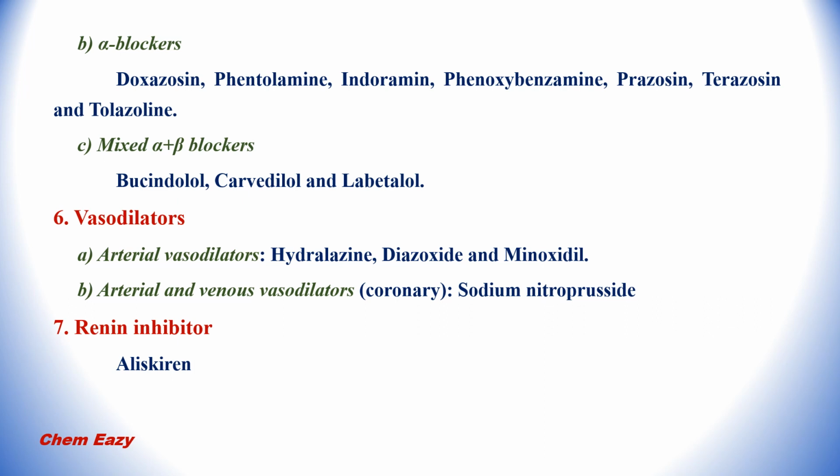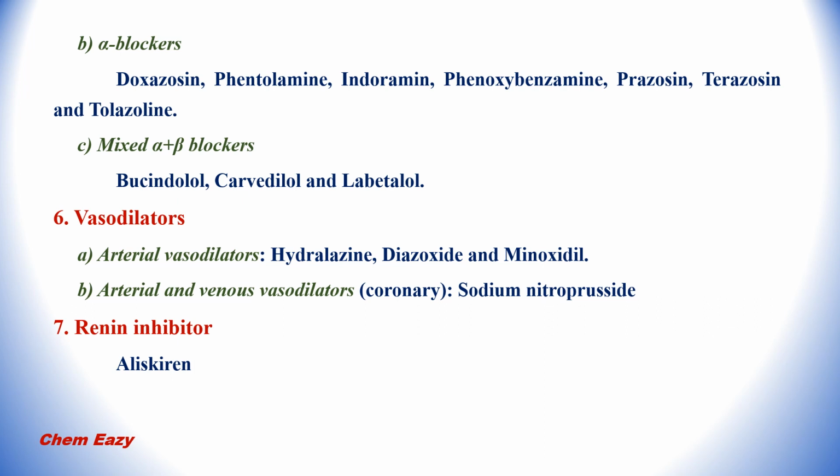Under adrenergic receptor antagonists, the second class is alpha blockers. Drugs under alpha blockers are doxazosin, phentolamine, indoramin, phenoxybenzamine, prazosin, terazosin, and tolazoline. The third subclass is mixed alpha and beta blockers. Drugs are bucindolol, carvedilol, and labetalol.